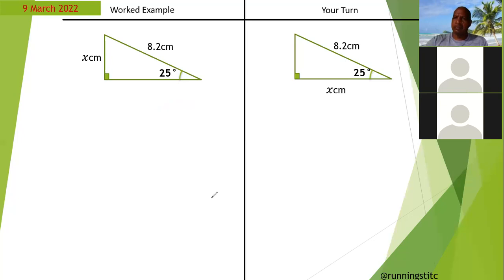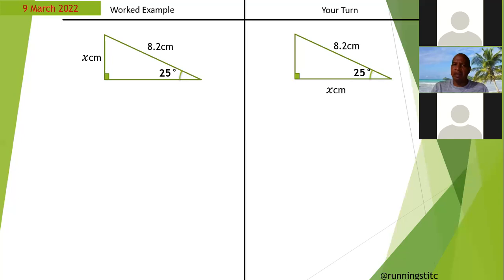And since the angle is 25 degrees, the opposite side would have been the x centimeter, which is the adjacent, and then the side that runs along would have been the hypotenuse, which is 8.2 centimeter. So I was just looking at the cosine, which is the adjacent over the hypotenuse. All right, anybody else want to suggest any other ratio apart from Ms. Waysome? Thank you.